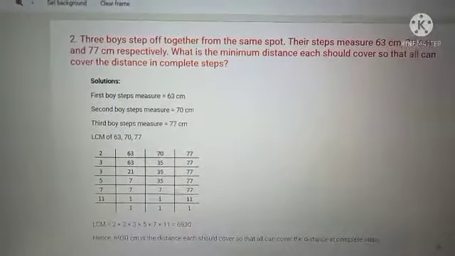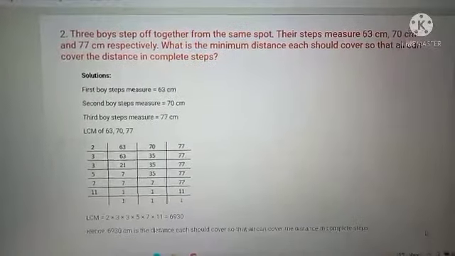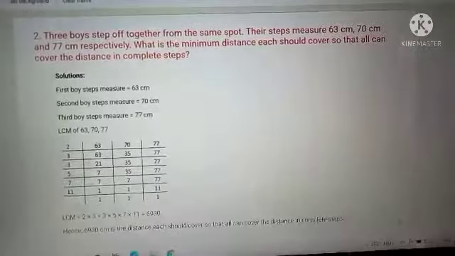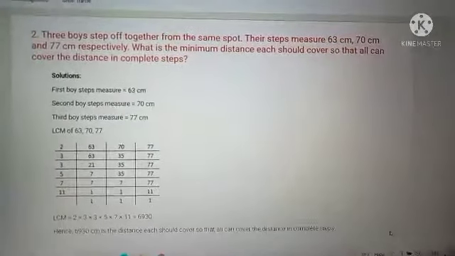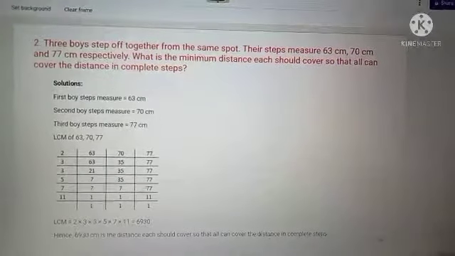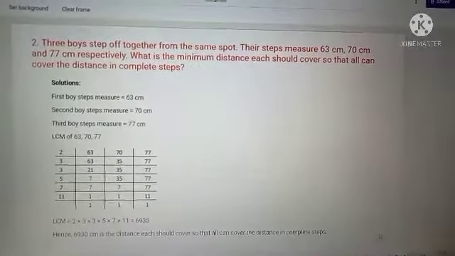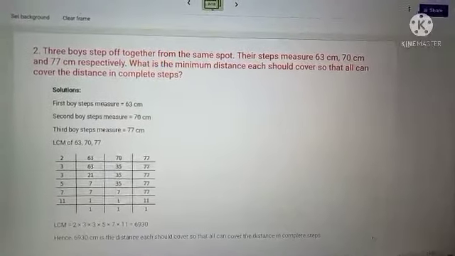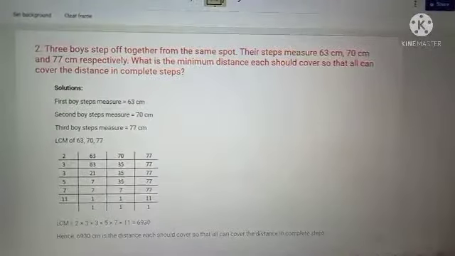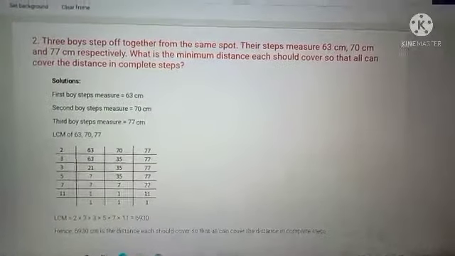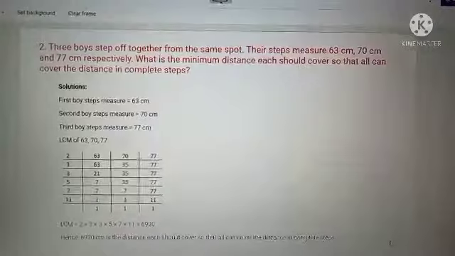3 boys step off together from the same spot. Their steps measure 63 centimeter, 70 centimeter and 77 centimeter respectively. Find the minimum distance. We have to find the minimum distance. Minimum. Remember that word, minimum. Minimum distance each should cover so that all can cover the distance in complete steps.